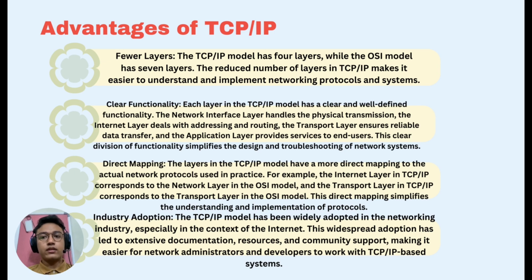Direct mapping. The layers in the TCP/IP model have a more direct mapping to the actual network protocols used in practice. For example, the internet layer in TCP/IP corresponds to the network layer in the OSI model, and the transport layer in TCP/IP corresponds to the transport layer in the OSI model. This direct mapping simplifies the understanding and implementation of the protocol.